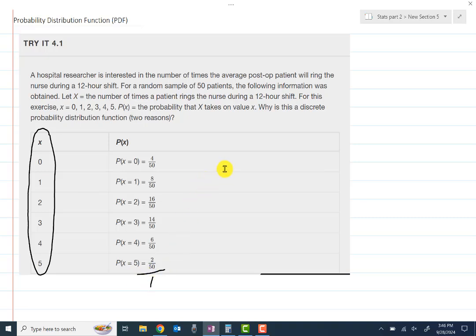Indeed, watch. If I take 4, the numerator from the first one, plus 8, plus 16, plus 14, plus 6, plus 2, let's see what I add up to. 4 plus 8 is 12. 16, that gives us 28. 42 plus 8 more does give us 50. So this one is the same as 50 out of 50.